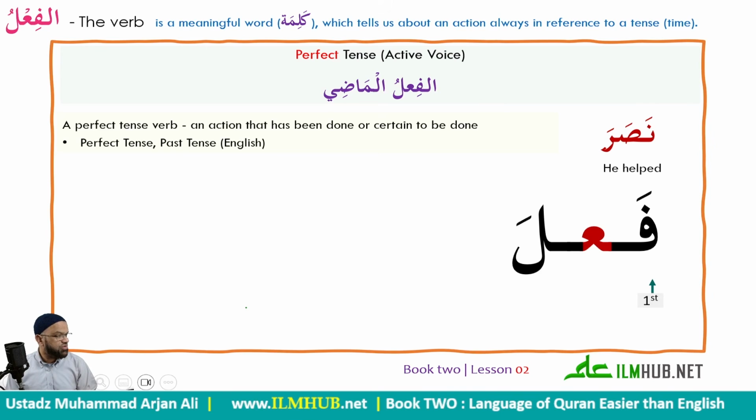The first root letter is represented by the letter fa. The second root letter is represented by ain. And the third root letter is represented by lam. So the first, second, and third. Please note, for the past tense, al-madi, the first root letter is fixed. It will always have a fataha. And the last root letter will always have a fataha. But the middle root letter can have a variation.